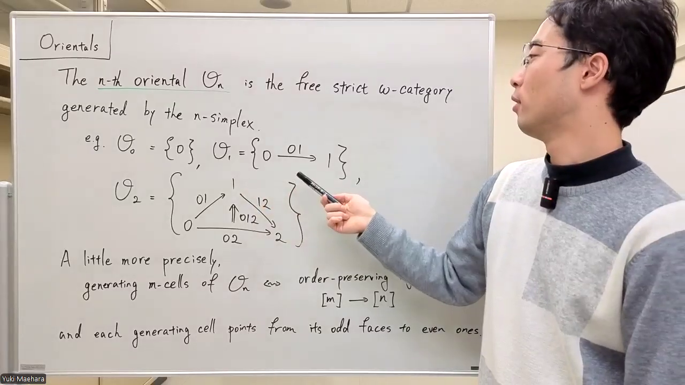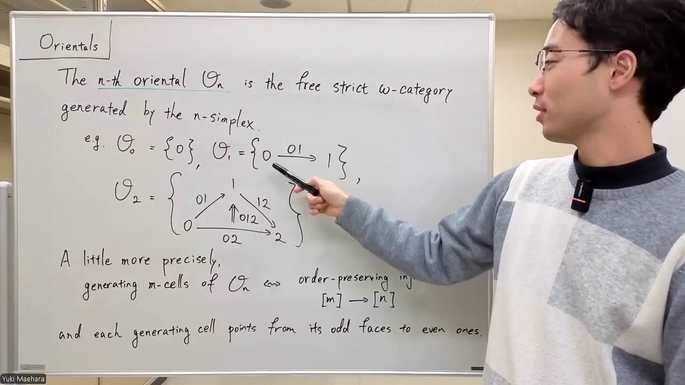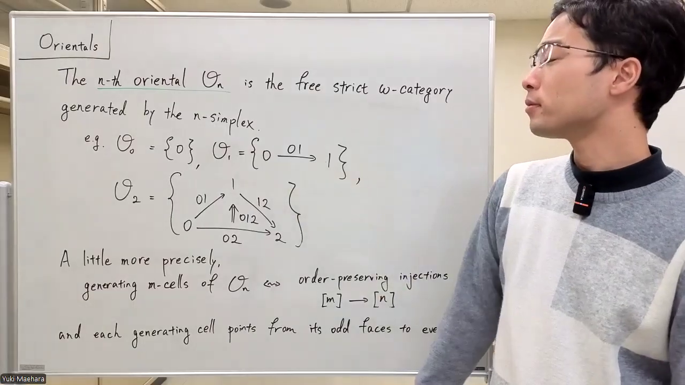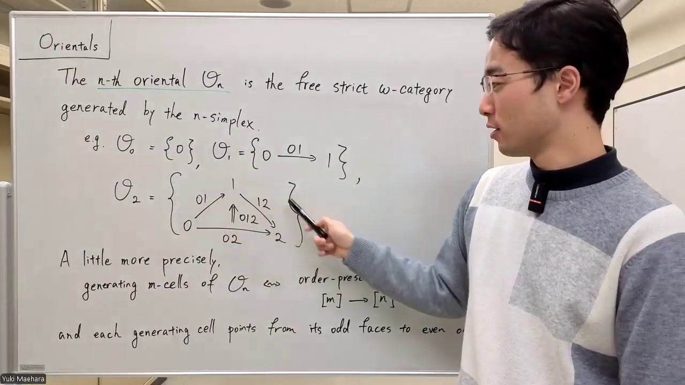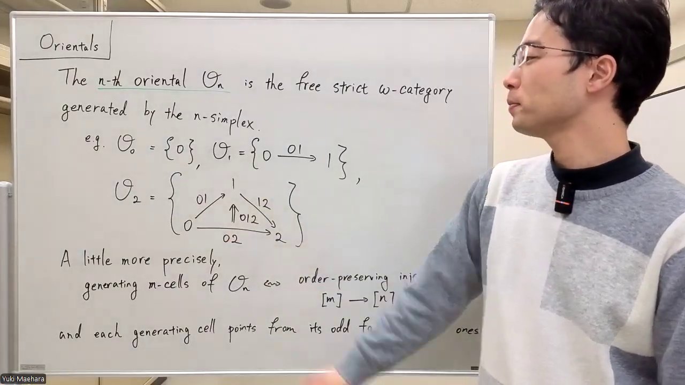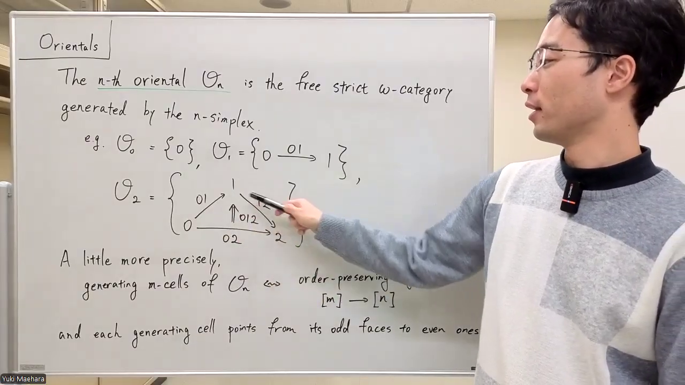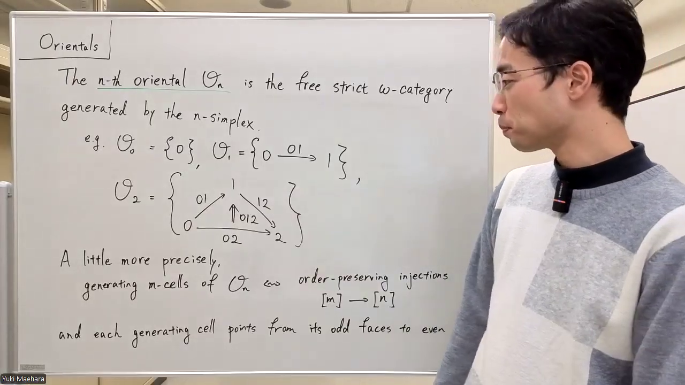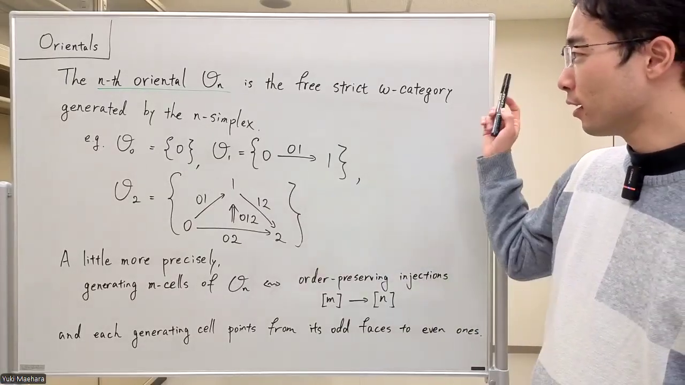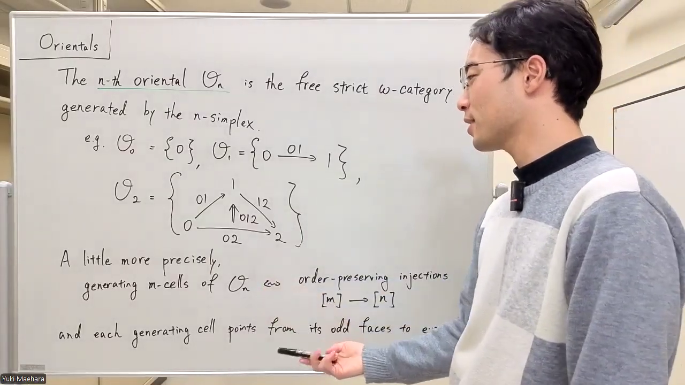O(1) is the free strict omega category on the one simplex. So this is just a single arrow. And the two simplex looks like a triangle. So here's generating data for O(2). It's got three zero cells, three generating one cells, and a single generating two cell in the middle. And well, I said this is an informal definition. So let's make it a little more precise.